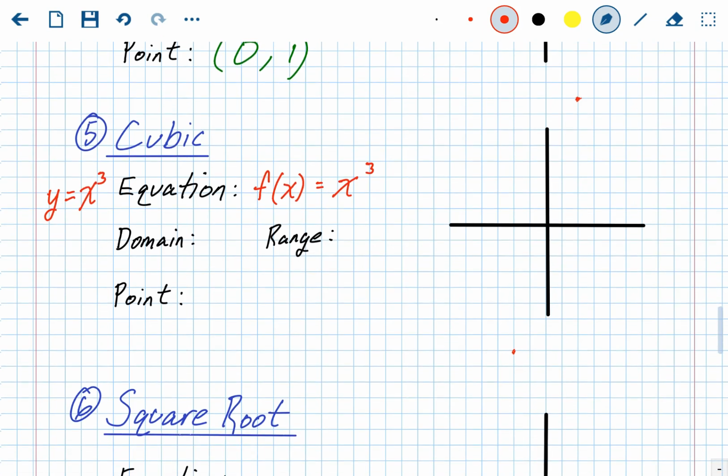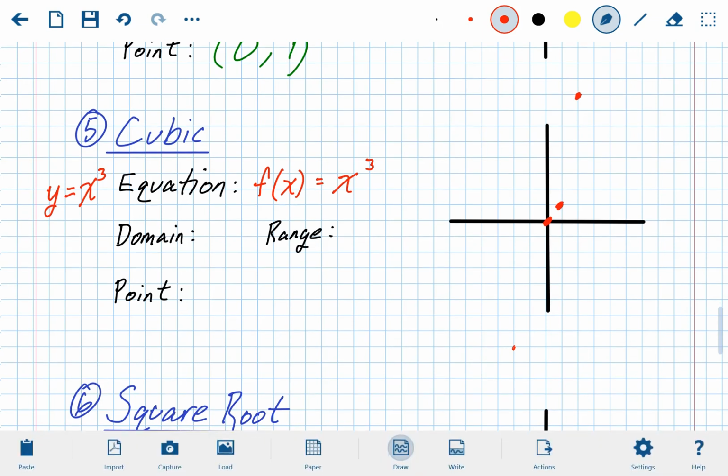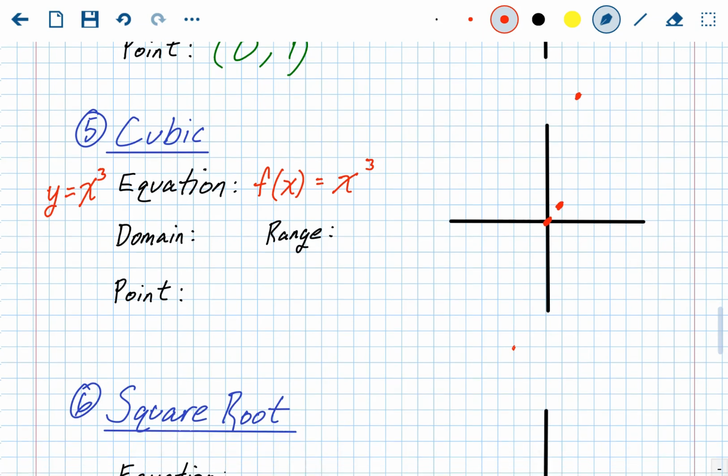The graph, again, if you need points for a graph, you just plug in x values. Plug in 0 for x. 0 to the third power is 0. Plug in 1 for x. 1 to the third power is 1. If you plug in 2 for x, 2 to the third power is 8. Way up here. So cubics look a little weird. If you plug in negative 1, negative 1 times negative 1 times negative 1 is negative 1. And negative 2 to the third power is negative 8.